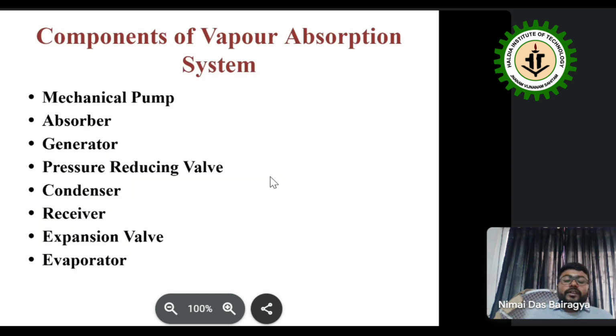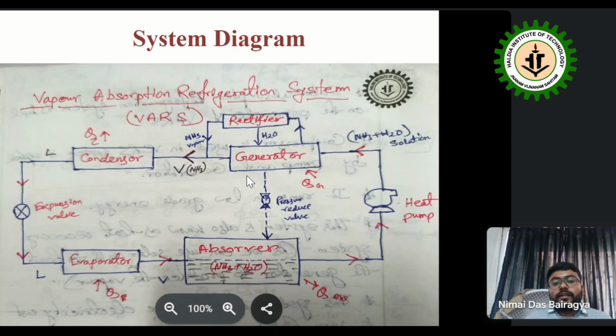So here are the components used in the vapor absorption refrigeration system. At first, a mechanical pump, next absorber, generator, pressure reducing valve, condenser, a receiver tank for receiving the liquid refrigerant, an expansion valve, and an evaporator where the refrigeration effect can be observed at the surroundings of the evaporator. So here is the system diagram of the vapor absorption refrigeration system.